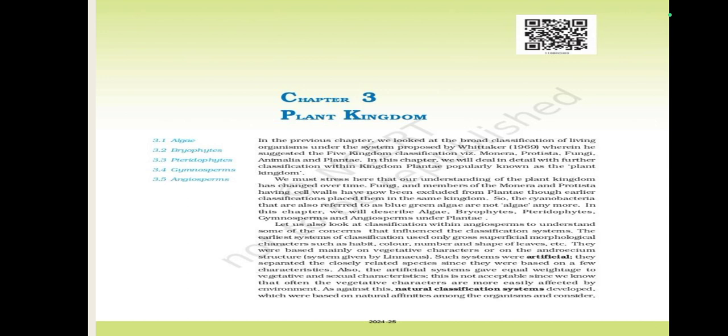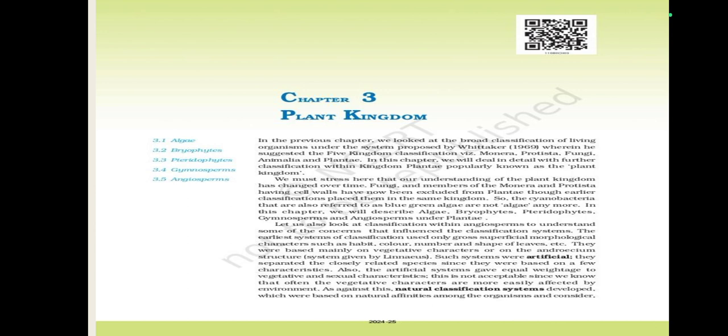We must stress here that our understanding of the plant kingdom has changed over time. Fungi and members of the Monera and Protista having cell walls have now been excluded from Plantae, though earlier classifications placed them in the same kingdom. So the cyanobacteria that are also referred to as blue-green algae are not algae anymore. In this chapter, we will describe algae, bryophytes, pteridophytes, gymnosperms, and angiosperms under Plantae.